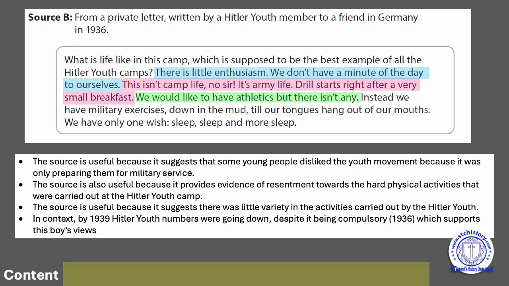And then lastly, if you wanted to, he talks about having military exercises down in the mud till our tongues hang out of our mouths. We only have one wish to sleep, sleep, sleep. So there are 4 things that I have highlighted in this source. You only need 2. All right, so pick the 2 that you think you can talk the most about and make sure you do. And then obviously that contextual knowledge underneath there as well.